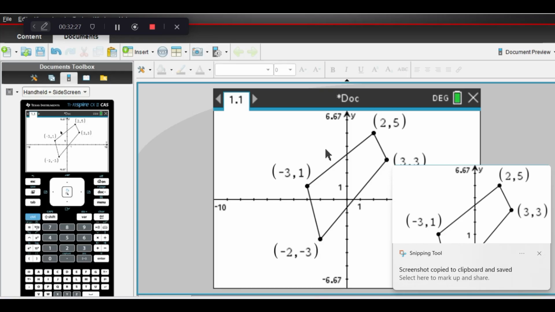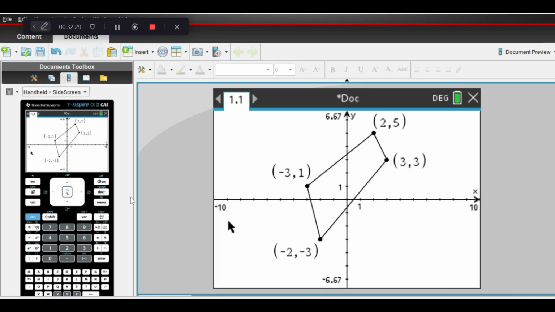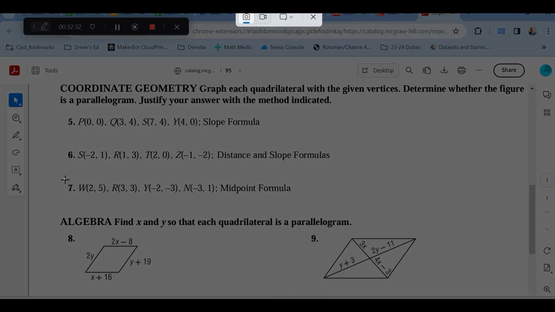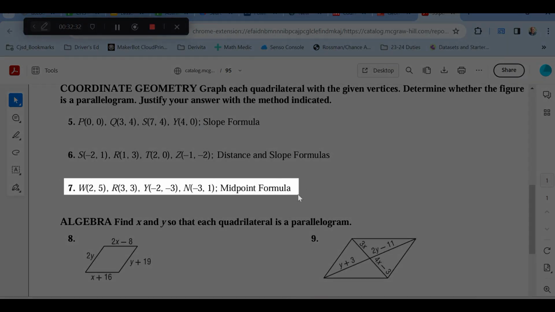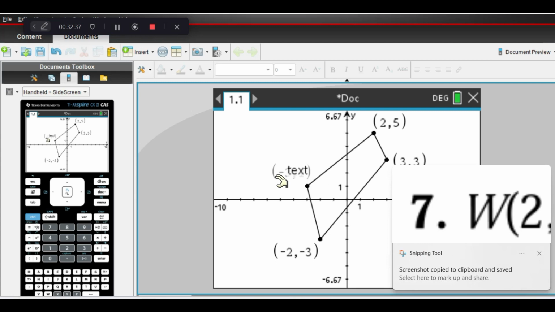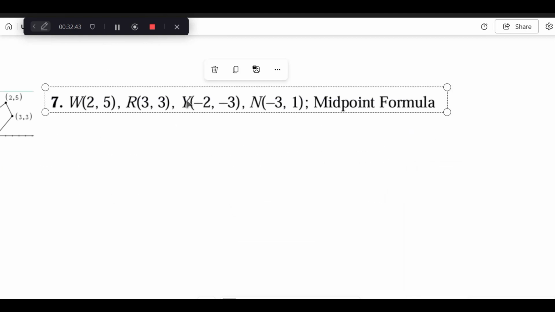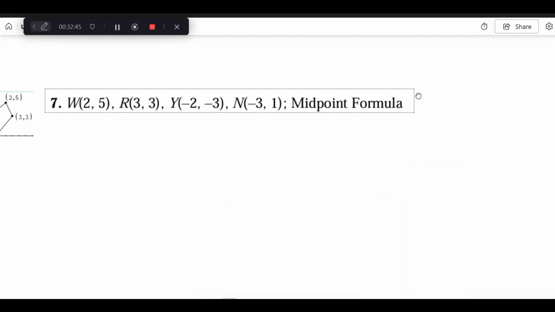Okay, so what they want to do is, again, check using the midpoint formula. So let me show you how this is actually not as bad as it looks. This one's a lot quicker than the others, and I'll help you understand why and how here in a second.